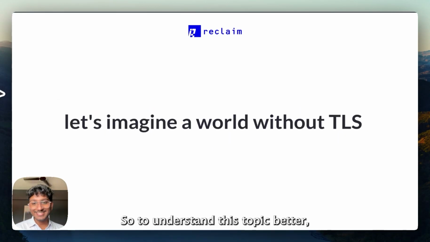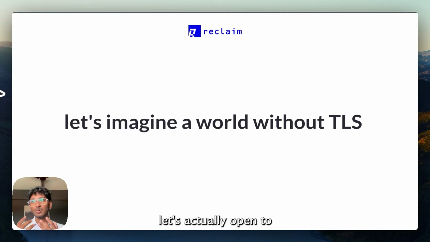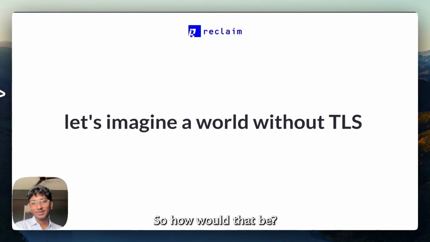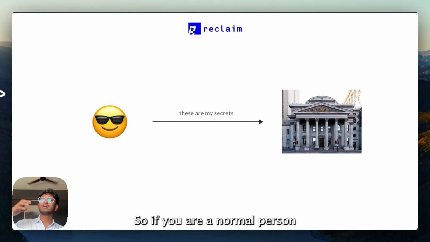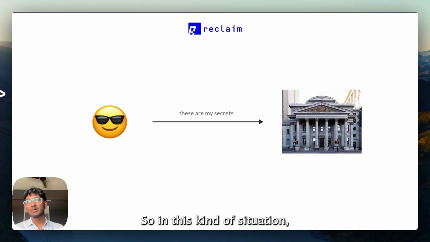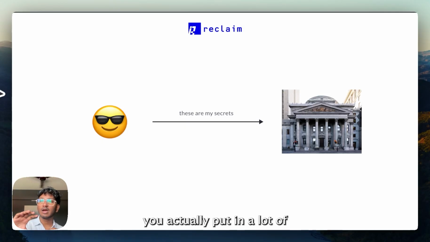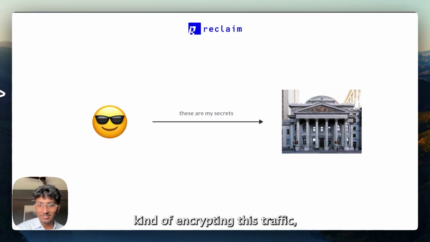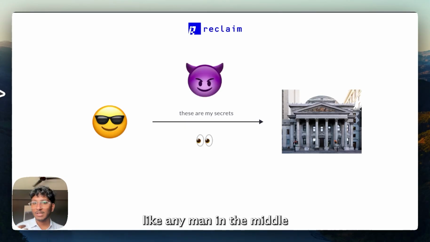So to understand this topic better, let's hop on to what a world without TLS would be like. If you're a normal person like me, you probably interact with your bank portal at least 2 or 3 times a week. In this kind of situation, you put a lot of your secrets onto the portal and it gets sent off. If there is no third party encrypting this traffic, any man in the middle attack could occur and all of your secrets could be revealed to the entire world.